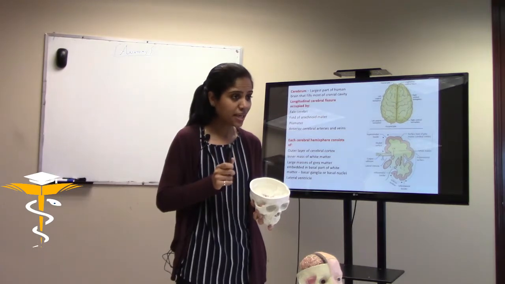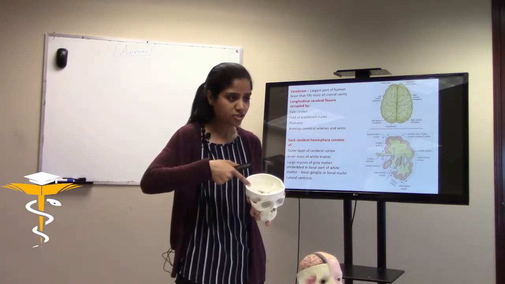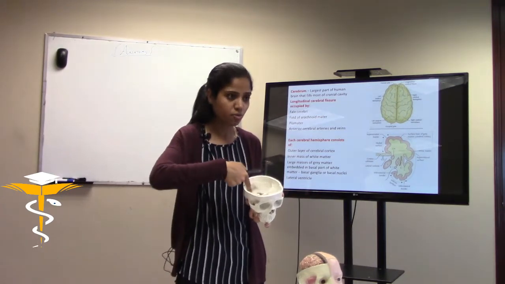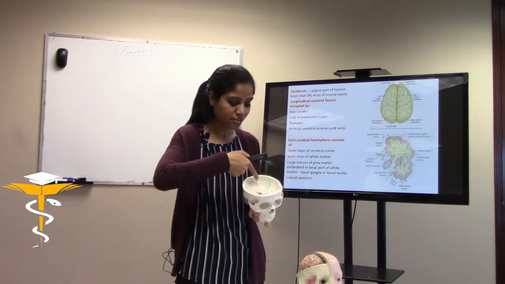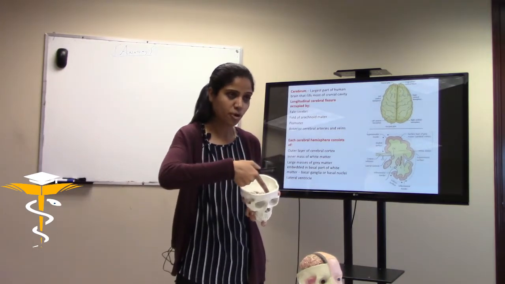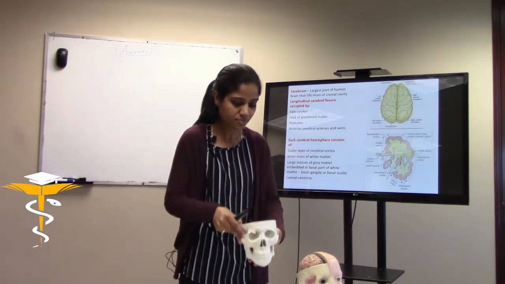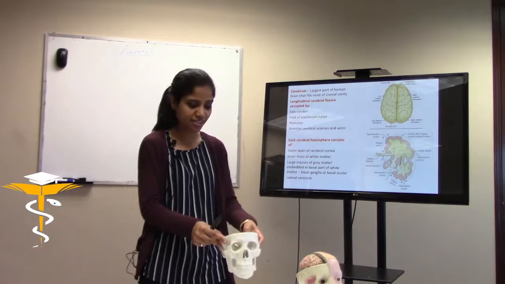Keep one thing in mind, I have said the upper part of the posterior cranial fossa, not the lower part, all right? So this is the area which is occupied by the cerebrum. Are all of you clear with the positioning of the cerebrum in the cranial cavity?